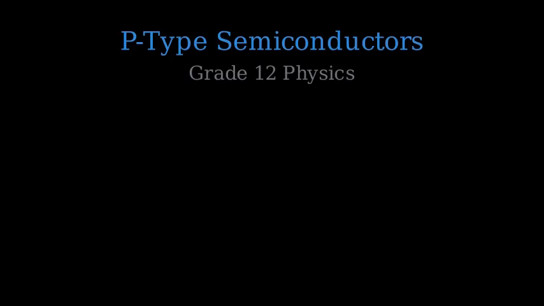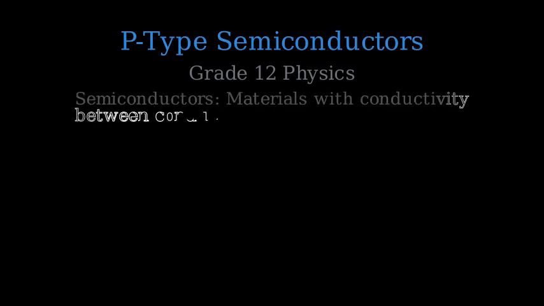Today we're going to learn about P-type semiconductors for grade 12 physics. Semiconductors are materials that have electrical conductivity between conductors and insulators. They are the foundation of modern electronics.